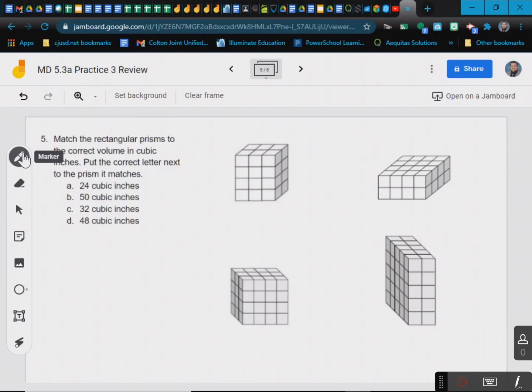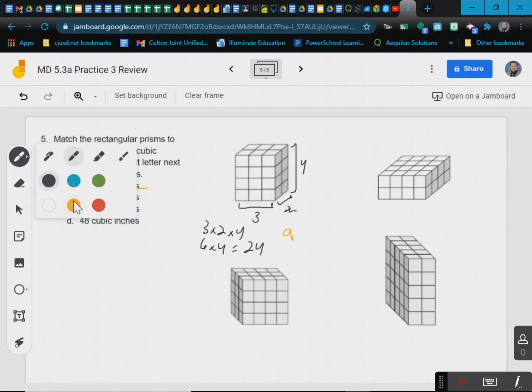Okay? So this one, I see that it's 3 from here to here, 2 from here to here, and 4 from here to here. So 3 times 2 times 4, or 6 times 4 equals 24. So this one would be A. I'm going to put that in yellow, A, and then cross that out. Okay? Done with that one.